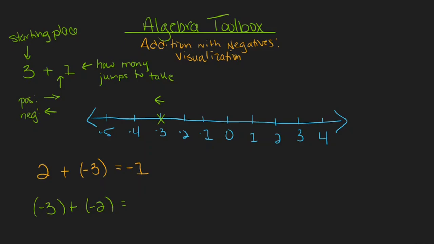Lastly, I use the number of my second value to determine how many jumps to take. Our number is 2, so that means I have to take 2 jumps to the left. This ends me at the value negative 5, so that tells me that negative 3 plus negative 2 must equal negative 5. Now you can always draw a number line where you're asked to do addition problems with negative numbers.